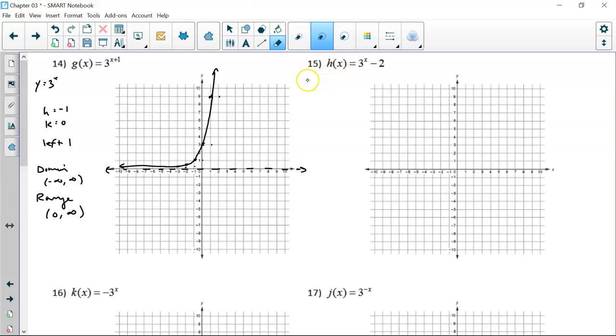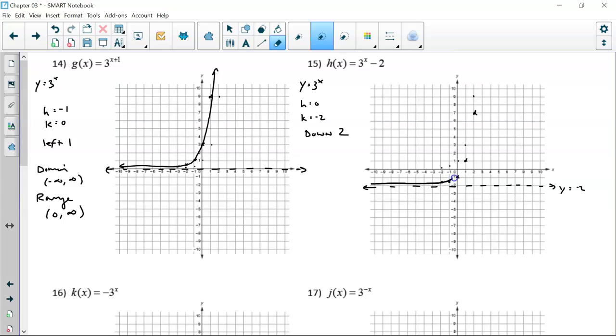For 15, our parent function y equals 3 to the x. So I'm going to start with my anchor points that I started with before that we got from the first graph from today. Now my h value, there's nothing with the exponent, so it's 0, and k is -2. So our transformation is we're going down 2. So I'm going to take each point, and I'm going to go down 2. Now, not only did my points move down 2, but my horizontal asymptote was affected by this, and it moved down 2 as well. So that's at y equals -2 now.